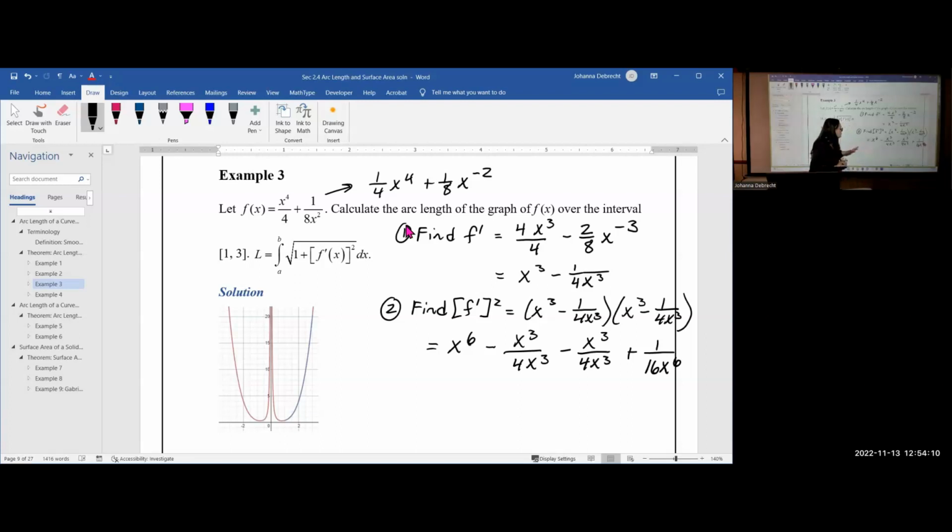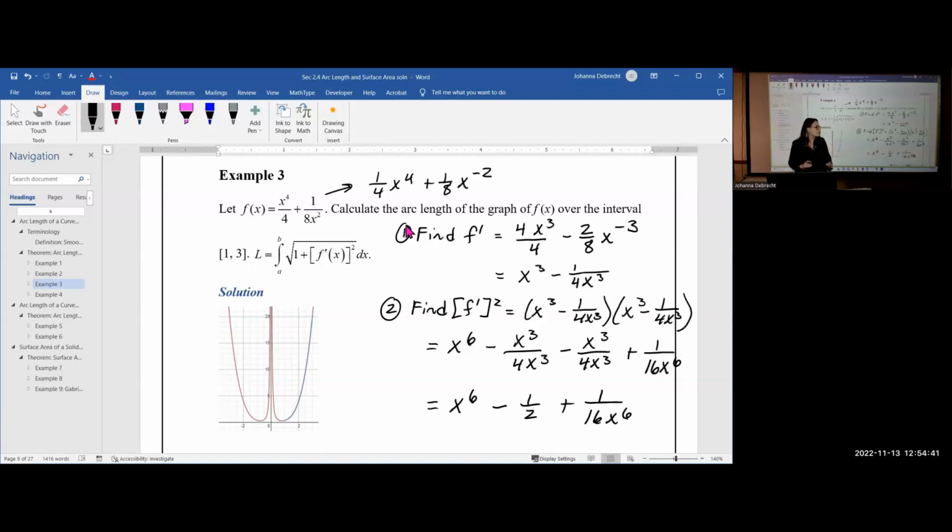Now, the x cubes are going to cancel in this part here, and I get minus 1/4 and minus 1/4, which gives me a minus 1/2. That minus 1/2 is key. If you don't get it, you've already got an error. Go back and check. So now what I've got is x to the 6th minus 1/2 plus 1 over 16x to the 6th. Now, why is that so key? What difference does it make?